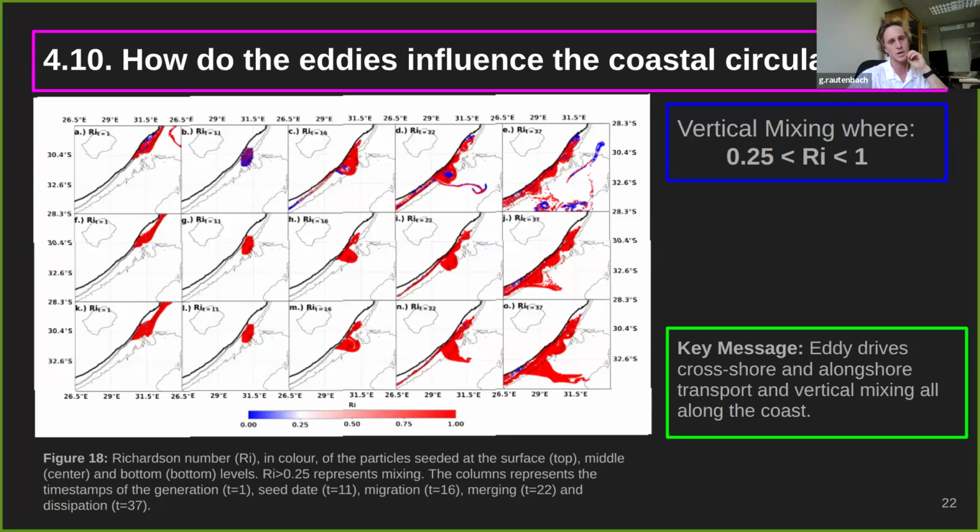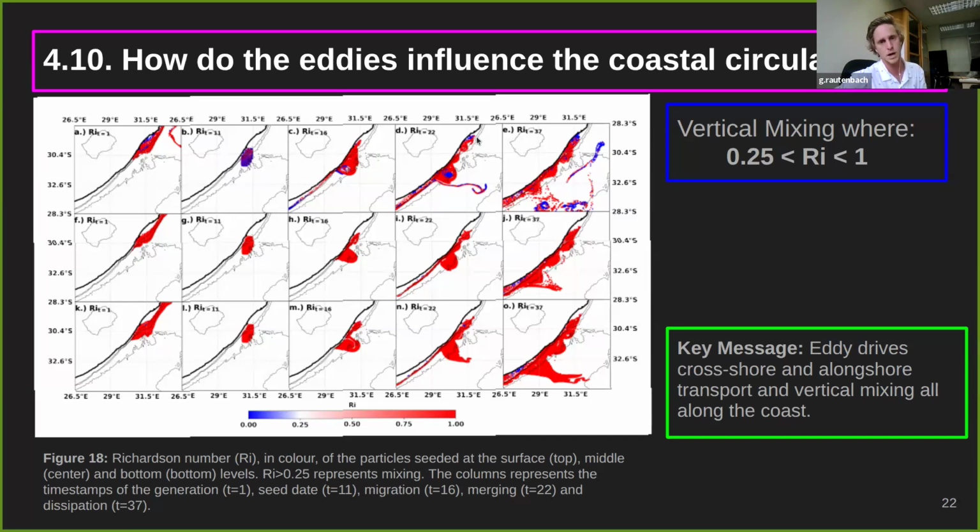And then for the last section, how do the eddies really influence the coastal circulation? So here is just a time series really of the Richardson number. On the top you've got the surface layer, in the middle you've got the middle isopycnal layer, and then at the bottom you've got the bottom isopycnal layer. And this really showcases, from the left-hand side, when the eddy gets formed, or where it gets it from. And then when the eddy has formed in the second column. The third and fourth columns are when the eddy propagates downstream, and the fourth column represents when the eddy has dissipated. And these are all just the particles that were trapped within their respective layer.